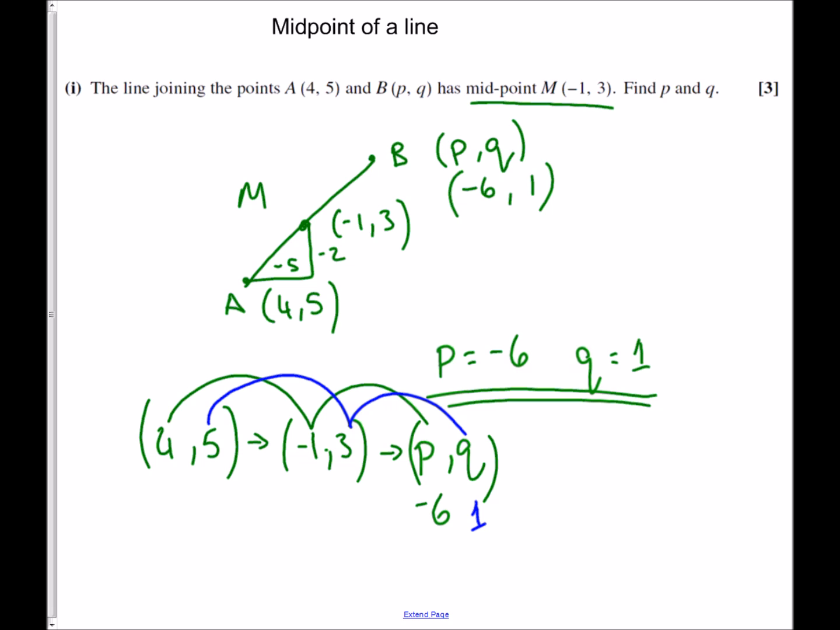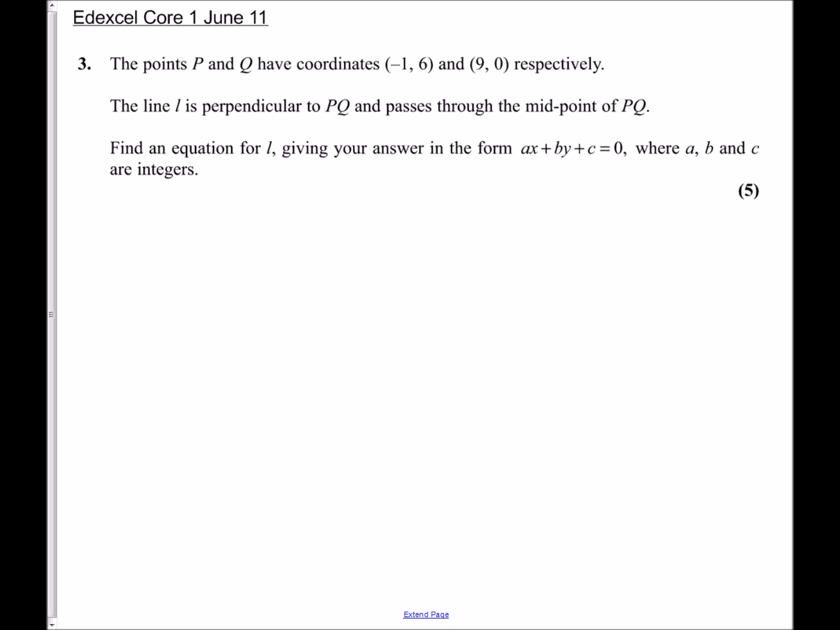That's as simple as an exam question will be. Let's have a look at a slightly more involved one. So this is an exam question from Edexcel. It says the points P and Q have coordinates -1, 6 and 9, 0 respectively. The line L is perpendicular to PQ and passes through the midpoint of PQ.